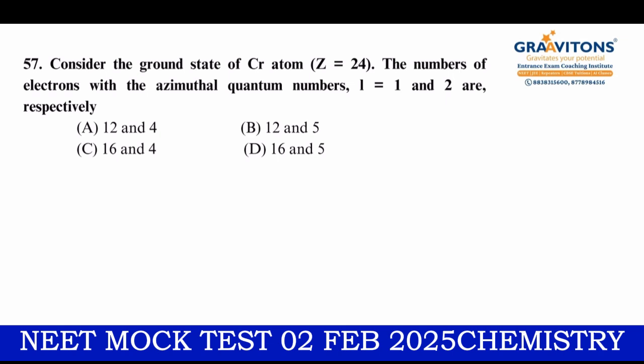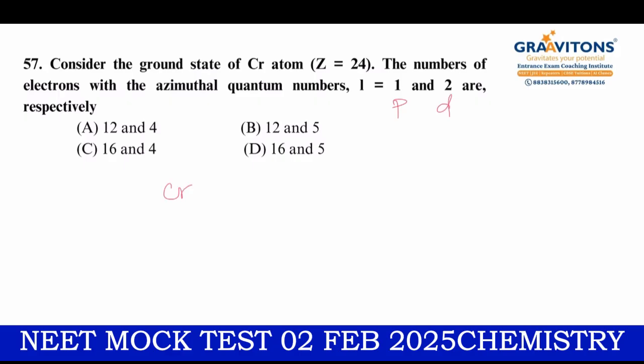Question number 57. Consider the ground state of chromium atom. The number of electrons with azimuthal quantum number L equal to 1, L equal to 2. So, if L is equal to 1, it represents p orbital, and if L is equal to 2, that represents d orbital.